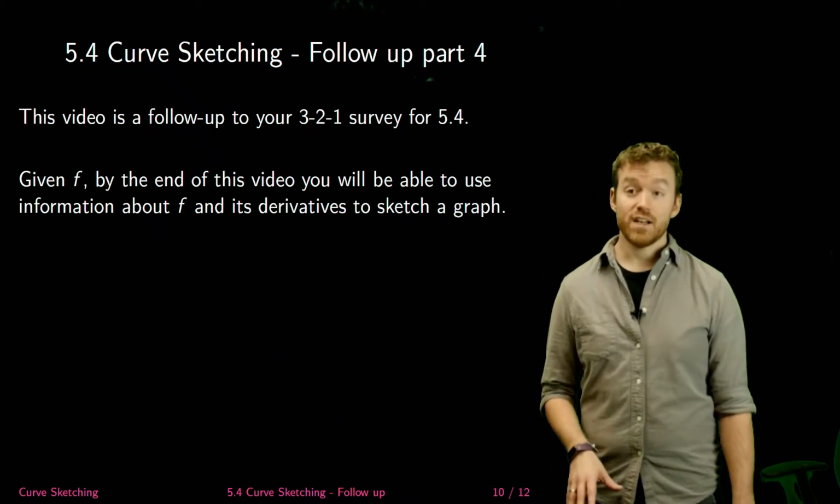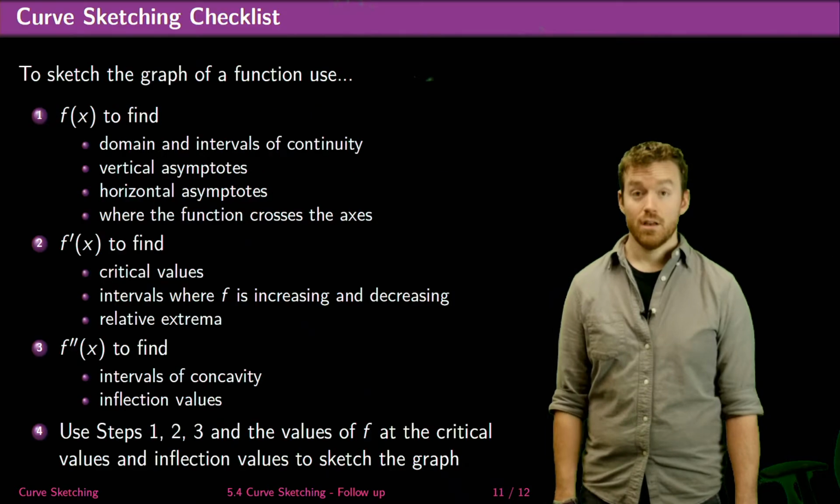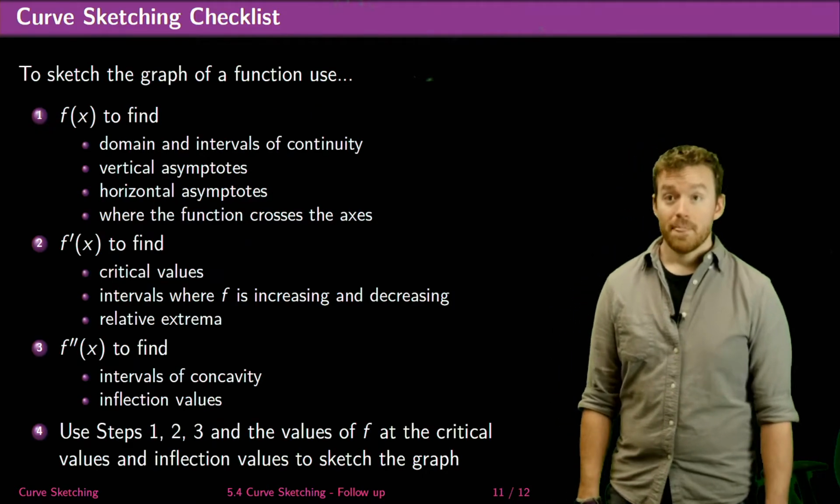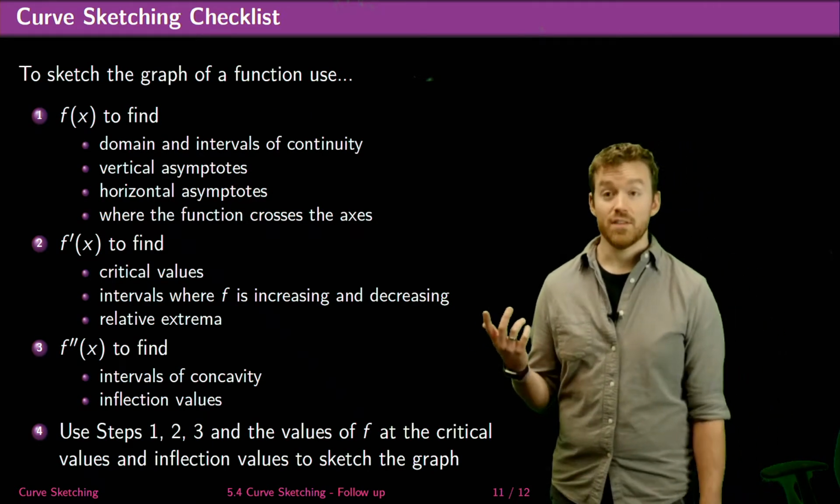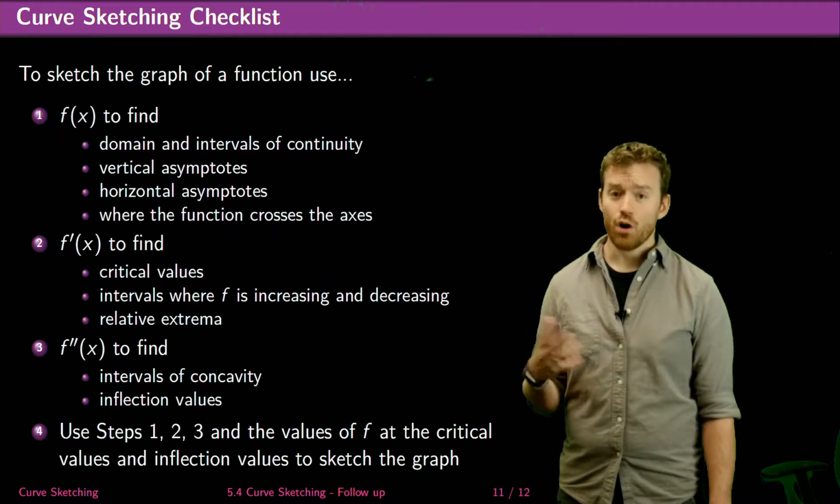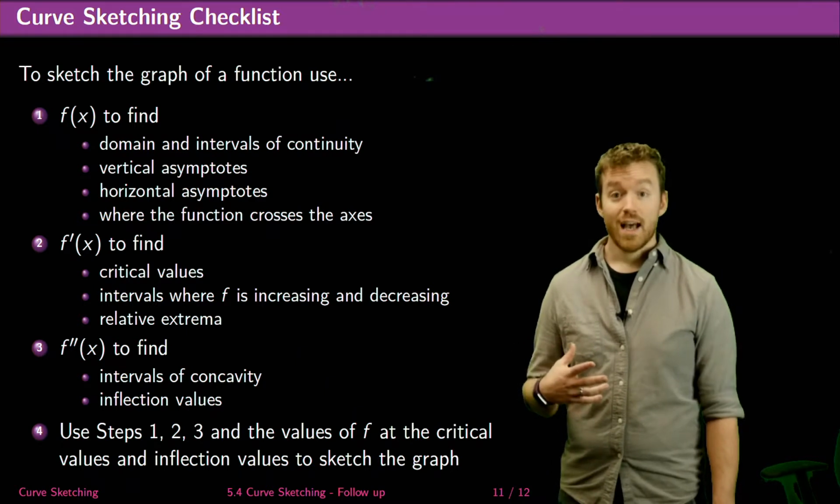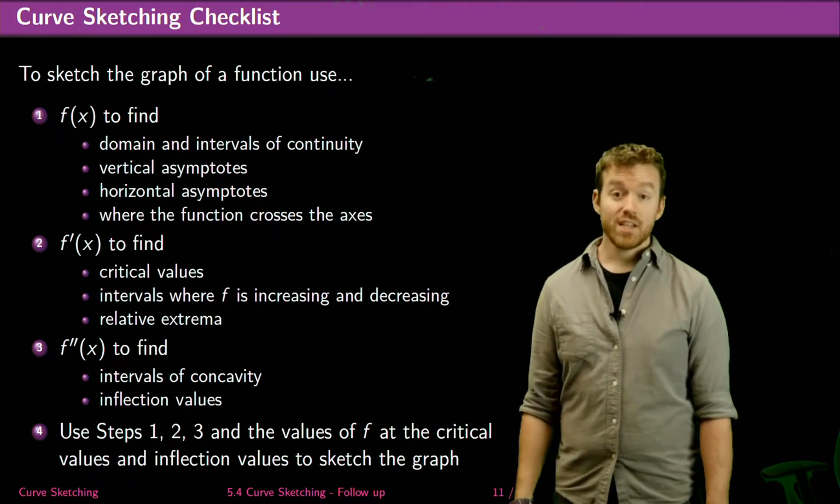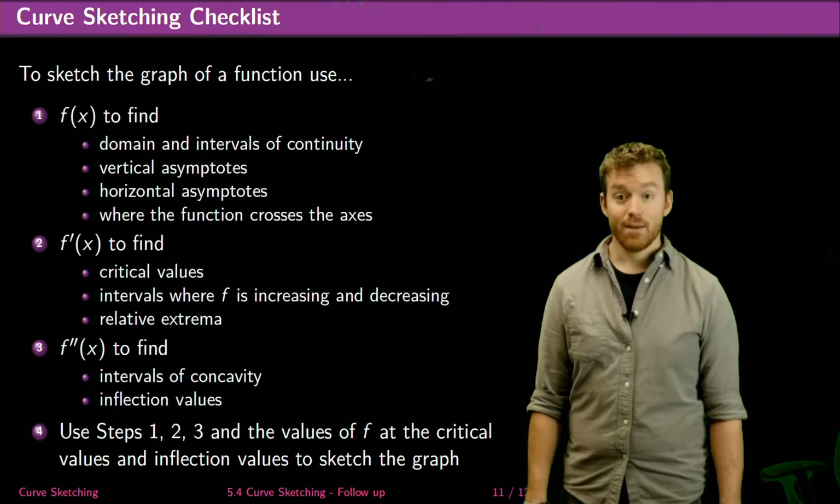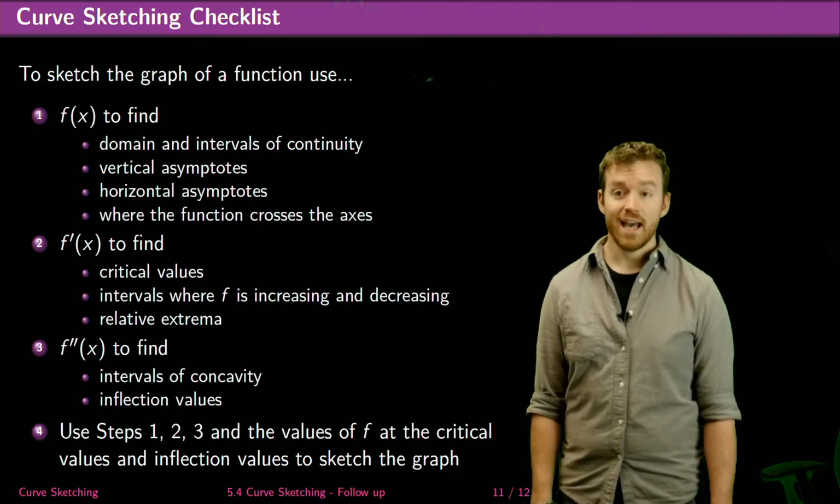By the end of this video, you should be able to take all of the information that we learned in the previous three about f and its derivatives to sketch a graph of the function. Just to recap, to sketch a function, I want to use f to write down all the information I can about continuity, asymptotes, and intercepts. I want to use f prime to gather all the information I can about monotonicity, and f double prime to gather all the information I can about concavity.